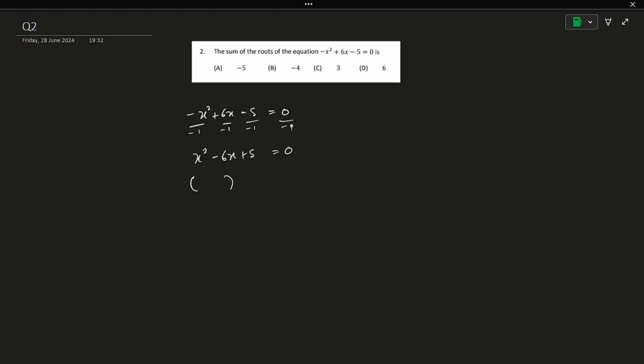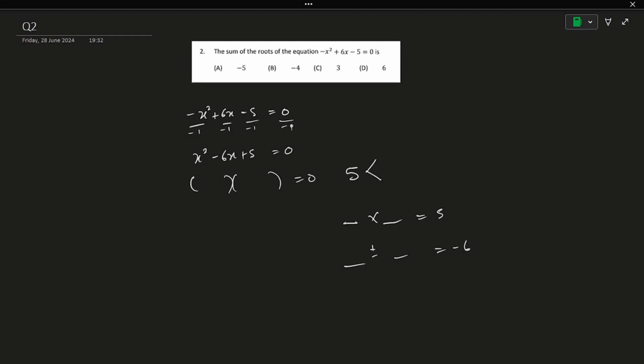Now we are trying to factor this expression. We are looking for 2 factors that when we multiply should give us 5, and when we add or subtract should give us negative 6.